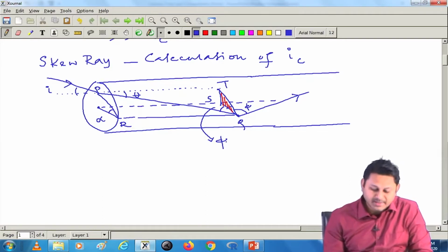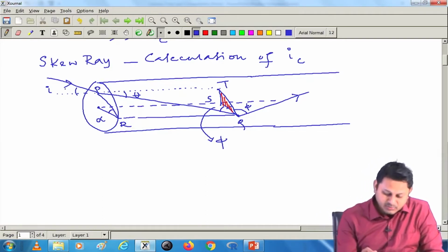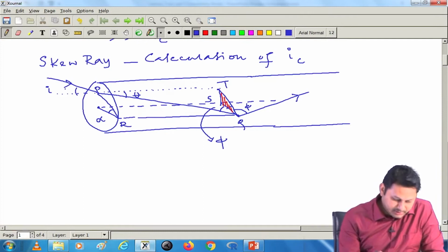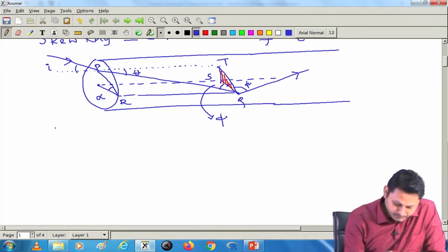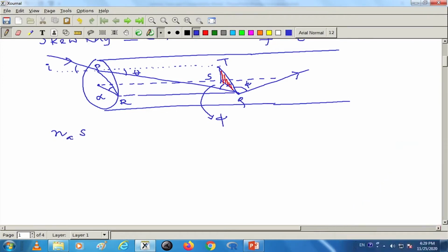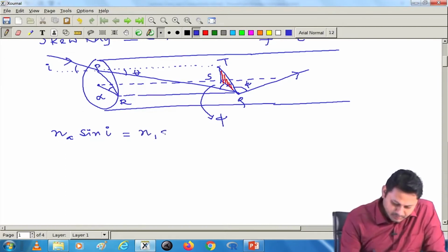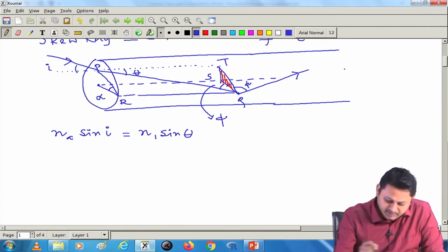Now try to understand how to correlate this theta with I with this phi. My goal is to correlate the incident angle I with the phi to find out what the acceptance angle is. So let us start with the equation which directly tells us how I and theta are correlated. First we have na sin I is equal to N1 sin theta, Snell's law. I apply just Snell's law, and mind it, this is the core of the fiber, so the refractive index of the fiber is N1.